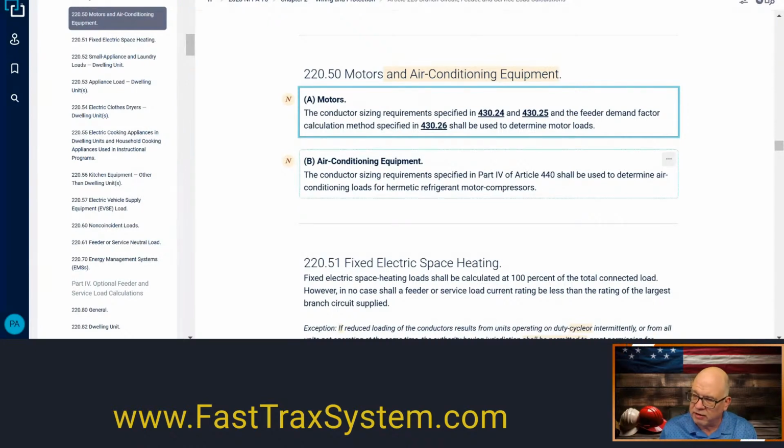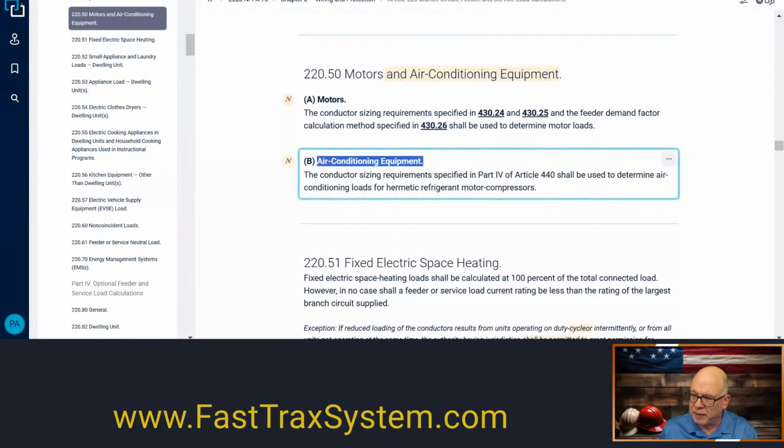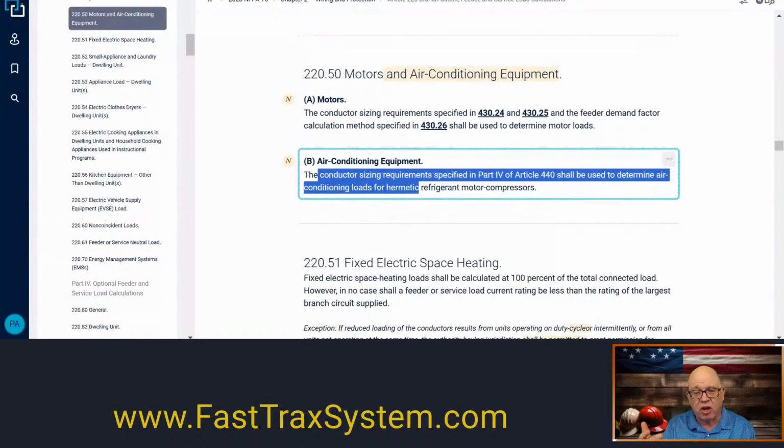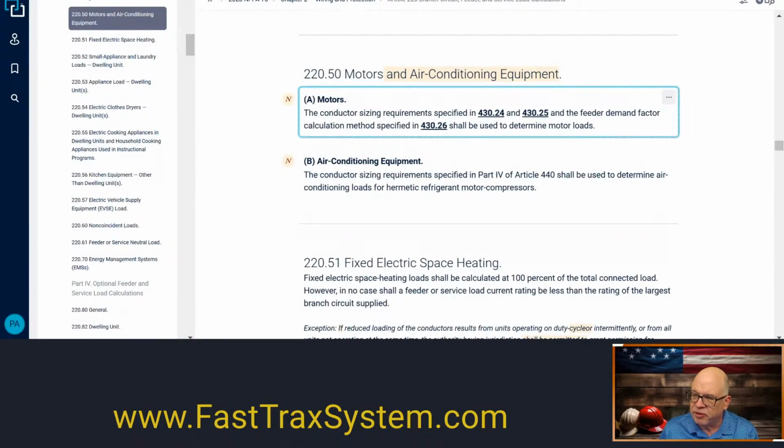Now, also down here, it talks about air conditioning equipment. And it says the conductor sizing requirements specified in Part 4 of Article 440 shall be used to determine air conditioning loads. That is where it tells you to take it as 125% for the sizing loads. And they're saying you use that here as well. No different than we did for the motors. The conductor sizing requirements in 430.24, even though we're not sizing conductors here, we're doing loads, it's telling you what you can use to get the values that you need.